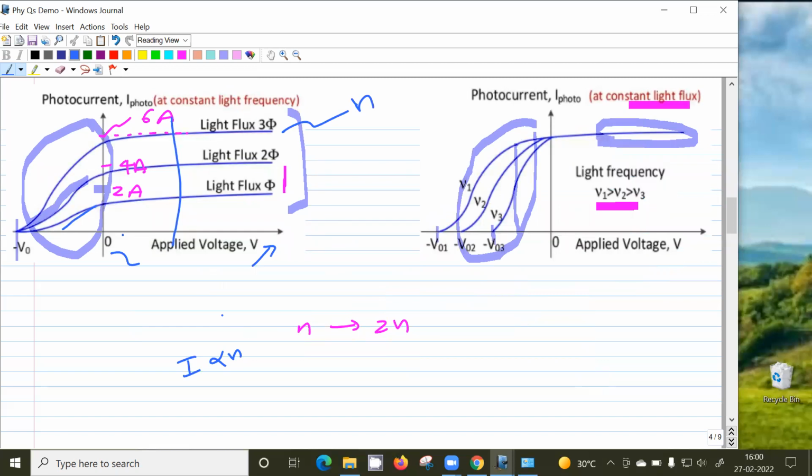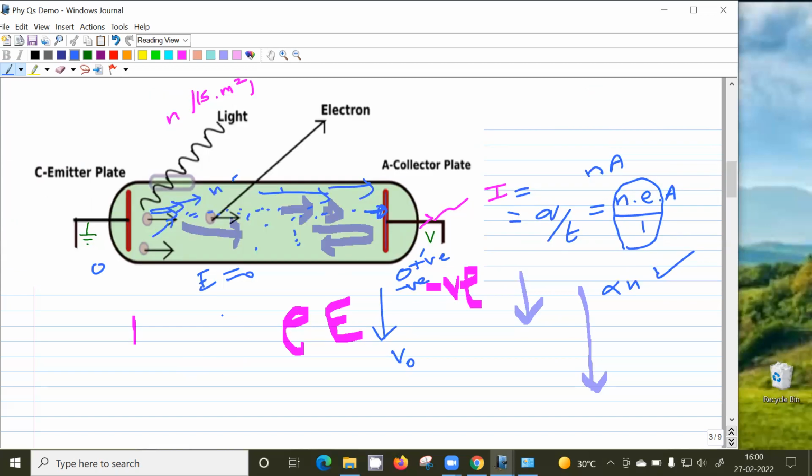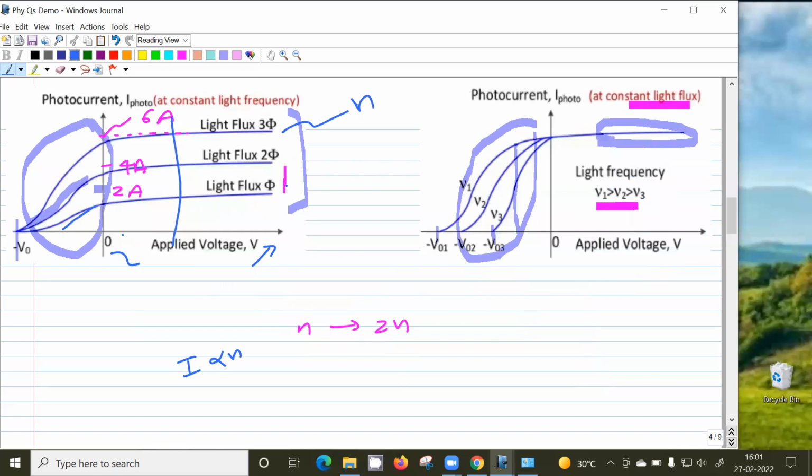So to stop the current completely, I have to apply an electric field in the reverse direction. In the case of an electron, the electric field should be this way, because the electron will feel the force in the opposite direction. That is possible if this is negative, because the electric field direction is from higher potential to lower potential. If this is negative, it means 0 is higher potential compared to that, so the electric field is towards the right. In that case, the electron will feel the force towards the left, so it will stop the electron from reaching this plate. So the minimum voltage which will stop the electron, that is called the cutoff potential. That is this value.